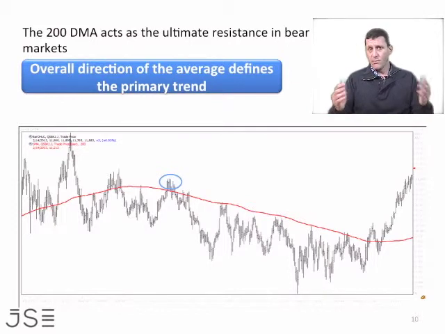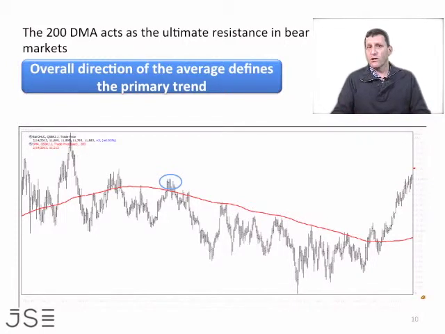We also mentioned that in the rising bull market, the 200-day moving average will act as the ultimate support of a market. Well, it's just the opposite in the bear market, meaning that in a bear market, the 200-day moving average will act as resistance. It is the ultimate resistance line for a bear market.